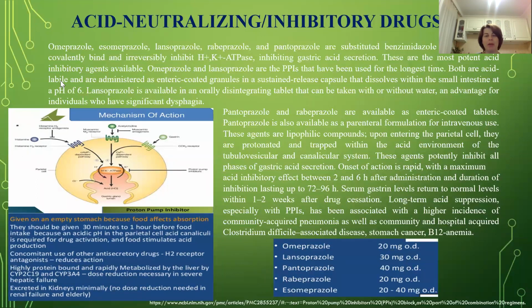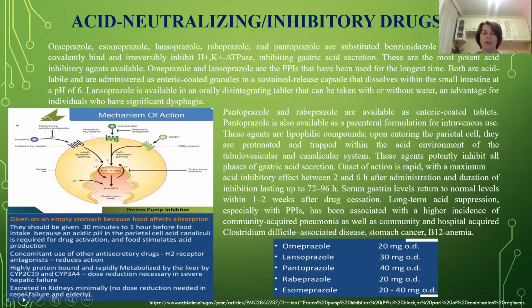Omeprazole and lansoprazole are the PPIs that have been used for the longest time. Both are acid-labile and administered as enteric-coated granules in sustained release capsules that dissolve within the small intestine at pH around 6. Lansoprazole is available in an orally disintegrating tablet that can be taken with or without water. It's an advantage for the patient with significant dysphagia. Panto and rabeprazole are available as enteric-coated tablets. Panto is also available as the parenteral formulation for intravenous use, as famotidine also exists in parenteral formulation for intravenous use. These agents are lipophilic compounds.